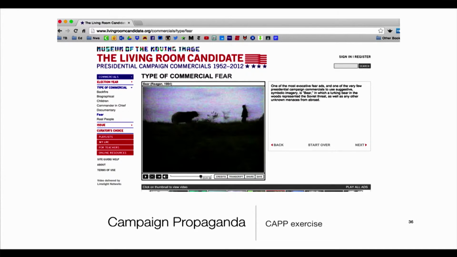It's really fun to have students identify and analyze the campaign propaganda. You go through this exercise with them, I guarantee you they look at all kinds of campaign rhetoric very differently in the future, especially if you do the CAP exercise that I talked about.